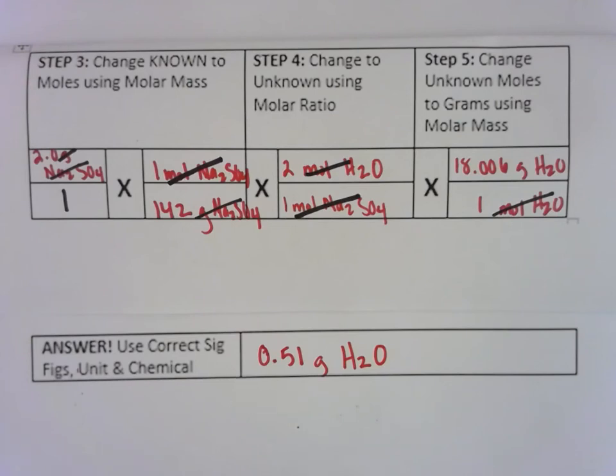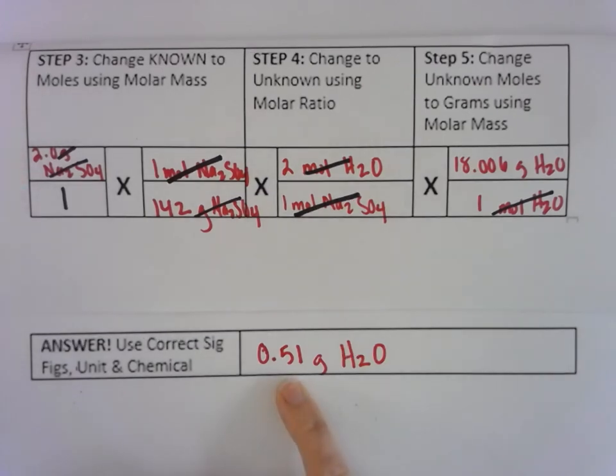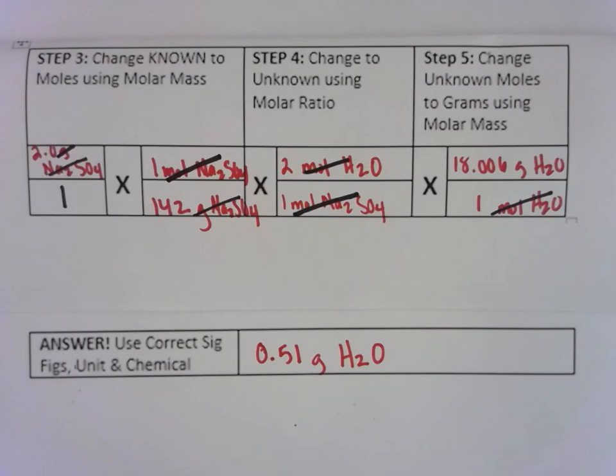So now if I start with 2 grams of, if I produce 2 grams of sodium sulfate, I'll also produce half a gram of water in this particular chemical reaction. We have just completed a gram-to-gram stoichiometric problem.